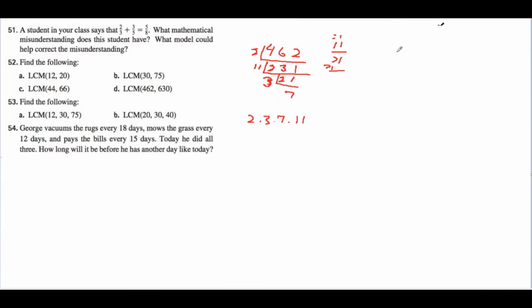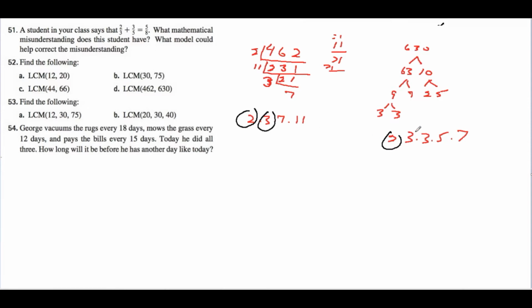Now then I think you can see that 630 is going to be, we'll do it like this: 63 times 10. This is 9 times 7 times 2 times 5. 9 is 3 times 3. So our prime factors here are 2, 3, 3, 5, and 7. And again, you can take those that are common. There's the 2, there's the 3, there's the 7.